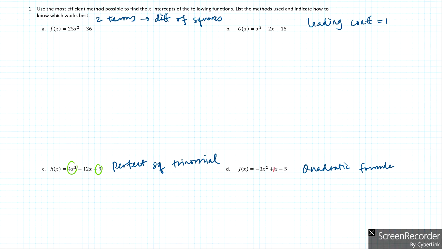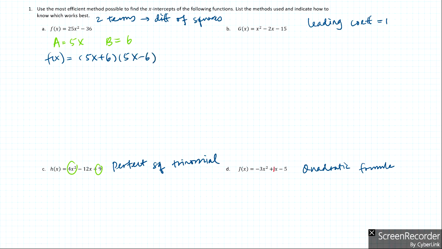The first problem I know is difference of squares, and I can recognize A is equal to the square root of 25x squared. Square root of 25 is 5, square root of x squared is x, and B is going to be square root of 36, which is 6. So altogether, that means f of x would equal (5x + 6)(5x - 6). That's how the difference of squares works.